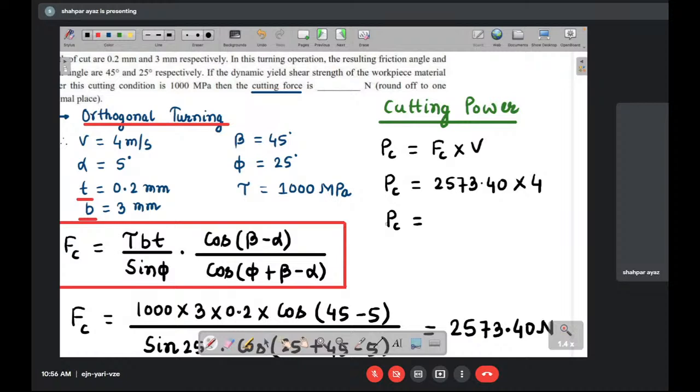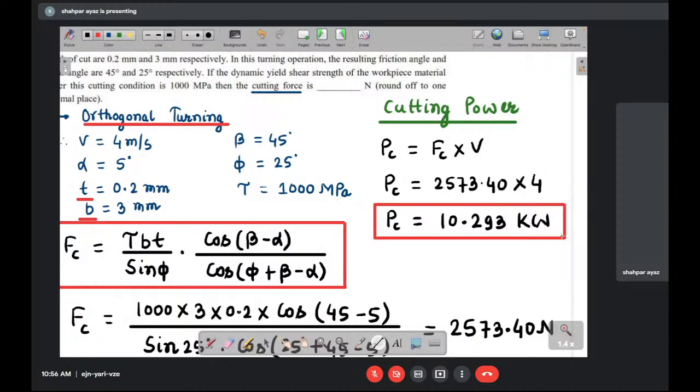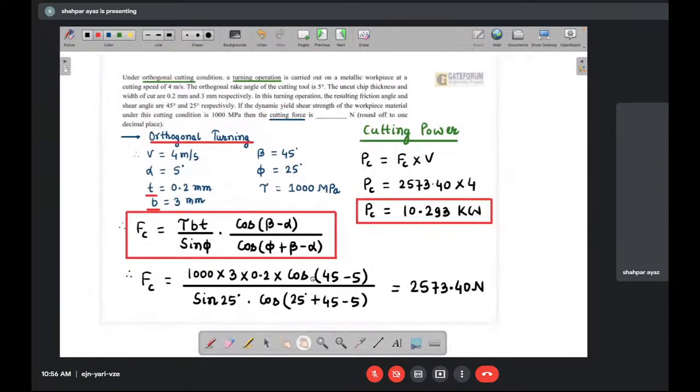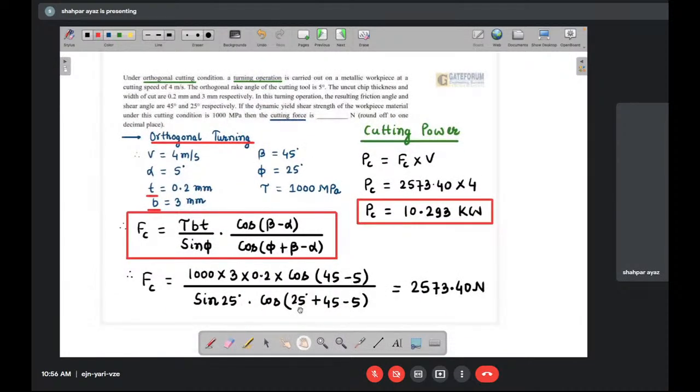2573.40 into 4. So this is your 10.293 kilowatt. This is your cutting power. So this is how, guys, we can get the answer. Okay. This is the problem and this is the solution.